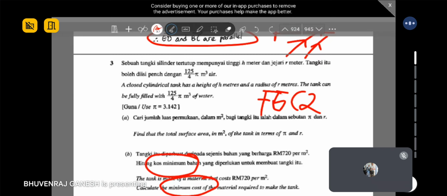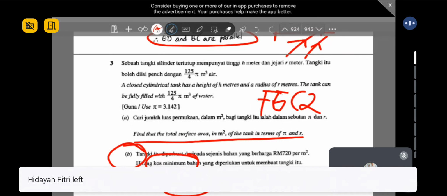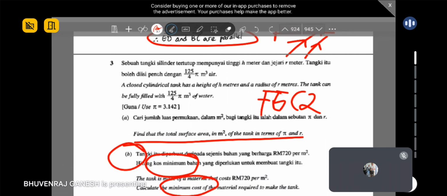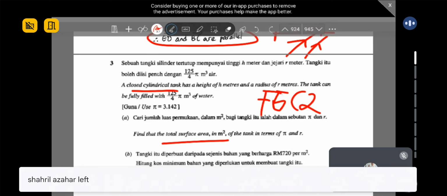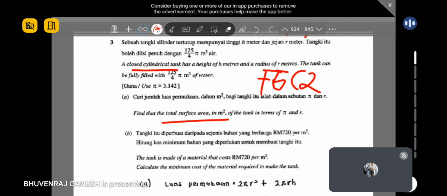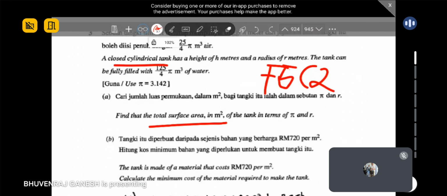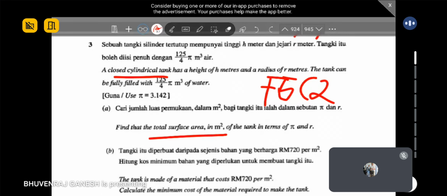Pembezaan. Okay? The normal type of question is they will ask you to form a formula in part A, then continue your answer for part B, to find a value. So first step, you must find the total surface area. They tell you it's a cylindrical tank. So guys, what is the formula for surface area of a cylinder? This one you must memorize, guys. Can anyone tell me?